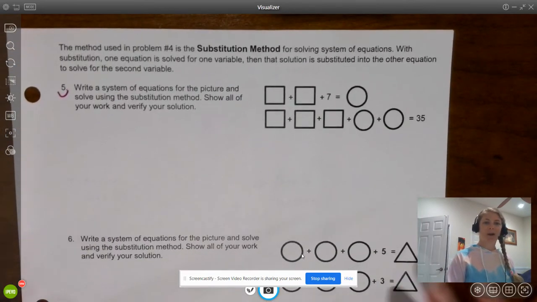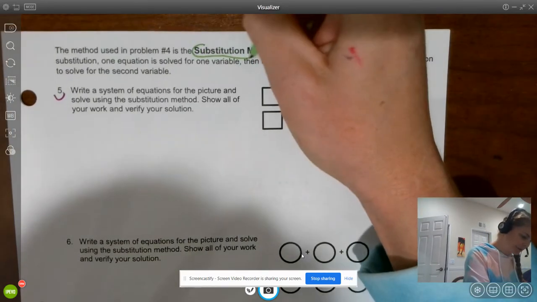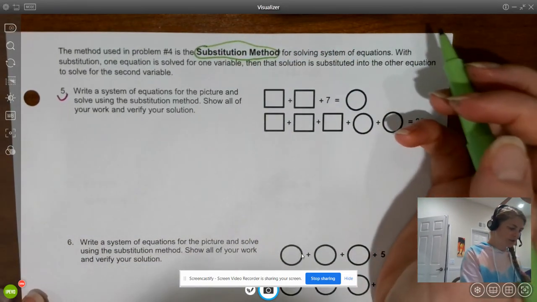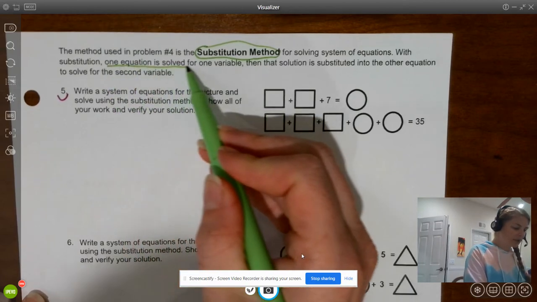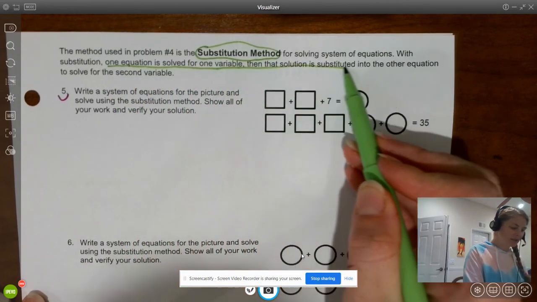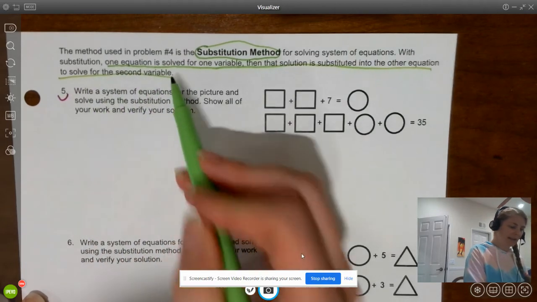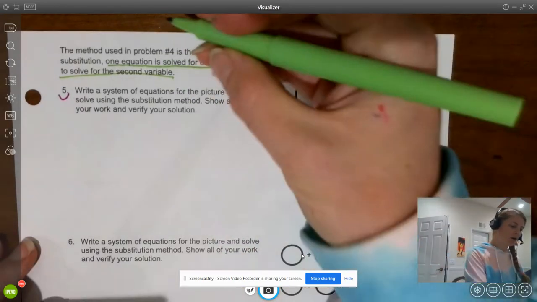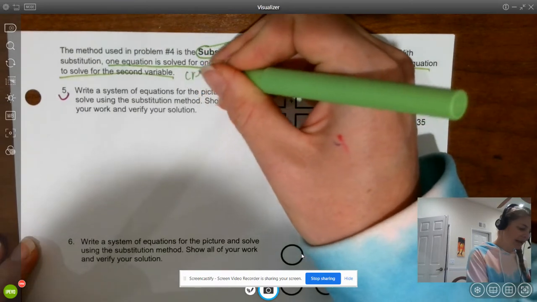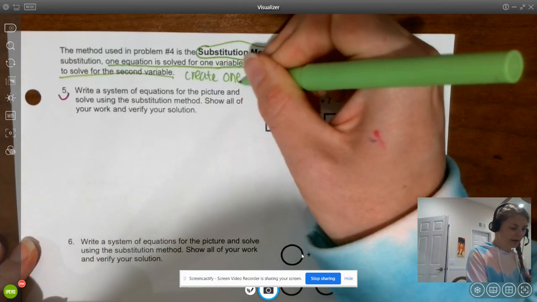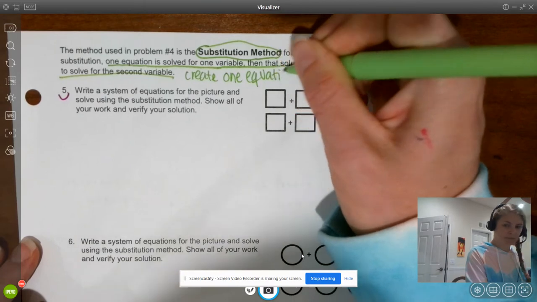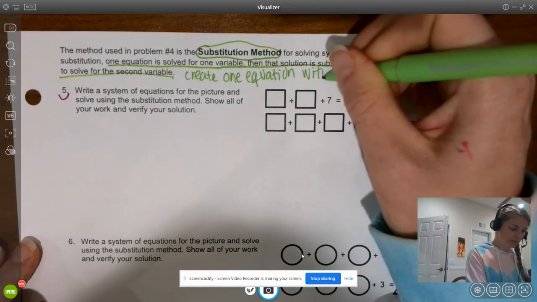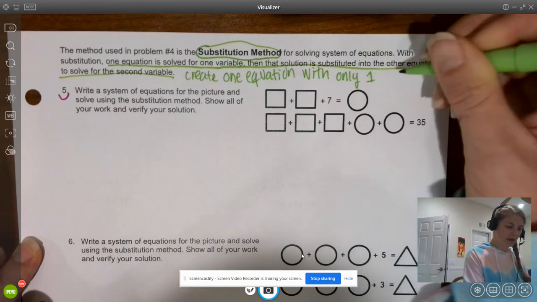So it says the method used in problem number 4 is the substitution method. So this is important, so I'm going to give it a circle. Substitution method for solving a system of equations. With substitution, one equation is solved for one variable, then that solution is substituted into the other equation to solve for the second variable. And we like to use a t-table to keep things nice and organized. And remember, our goal here is to create one equation with only one variable.